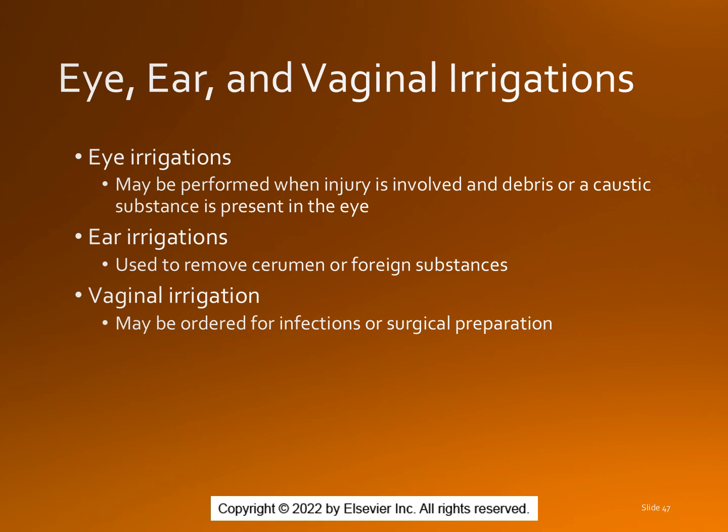Sometimes an ear jet irrigation system with a specialized nozzle is used. Caution should be exercised, using only the lowest setting, as damage to the tympanic membrane is a serious complication. A vaginal irrigation can be ordered for infection or surgical preparation of the vagina. Frequently, the patient will administer that irrigation themselves.